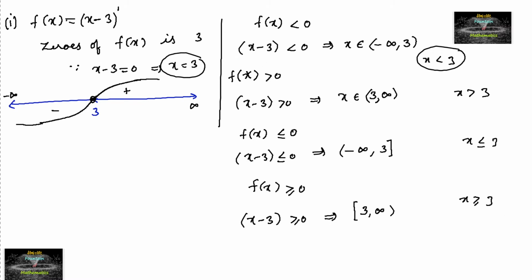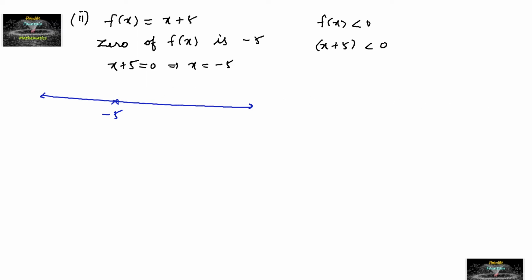Let's see another example. Consider the second one. f of x is equal to x plus 5. The zero of f of x can be taken as minus 5, since x plus 5 is equal to 0, we have x is equal to negative 5. So let us mark that on the number line, negative 5. And now let's assume that f of x is less than 0, that is x plus 5 is less than 0.